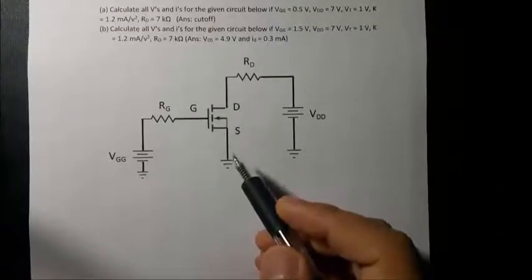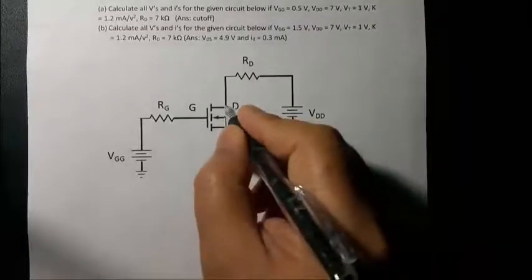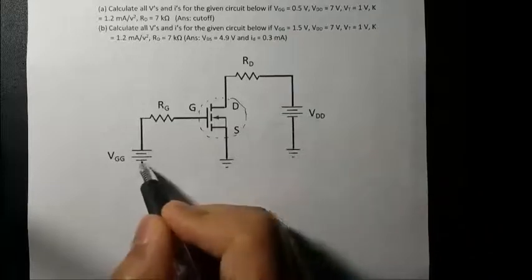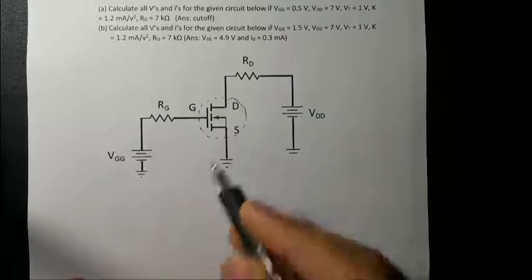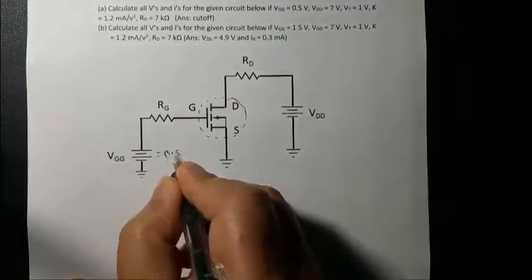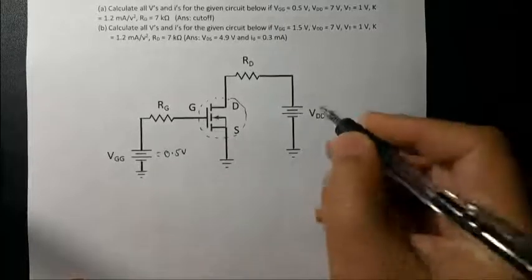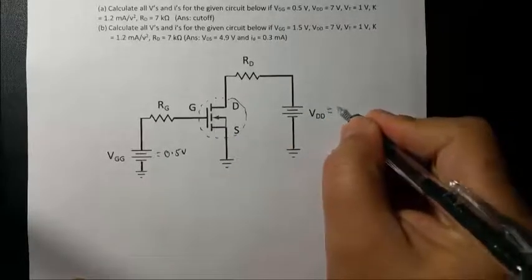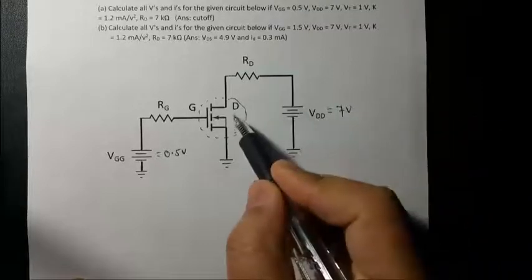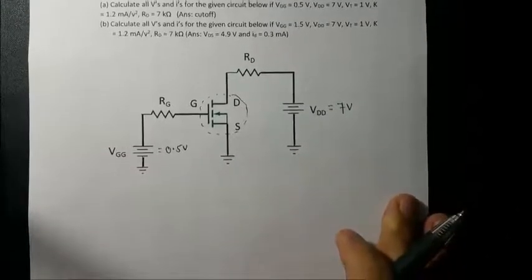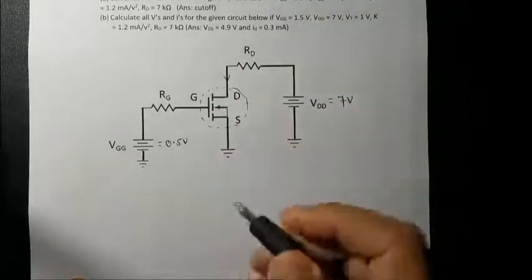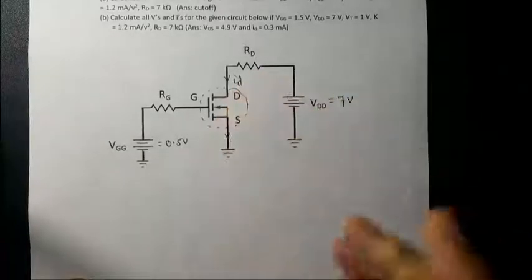Okay, so this is the next problem. Again, this n-channel MOSFET transistor is biased using two batteries. This is VDD, this is called VGG, and it has two parts. Part A is here. This battery is 0.5 volt, which will bias the gate source voltage, and this VDD is 7 volts, which will bias the drain source voltage, and it's acting on the drain current and all the voltages across the capacitor. So this is the drain current, right?